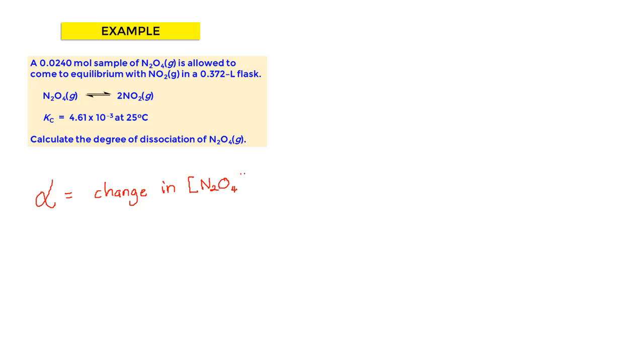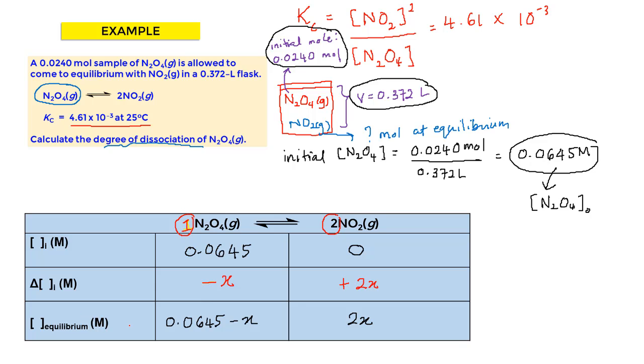Sebab dia refer kepada reactant. Change in concentration of reactant. So, in this case, the reactant is N2O4 divided by the initial concentration of N2O4. Okay. So, boleh tulis macam ni ataupun I kecil lah. Okay. Jadinya sekarang, kalau kita lihat kepada reaction table kita tadi, change in concentration tu yang mana?